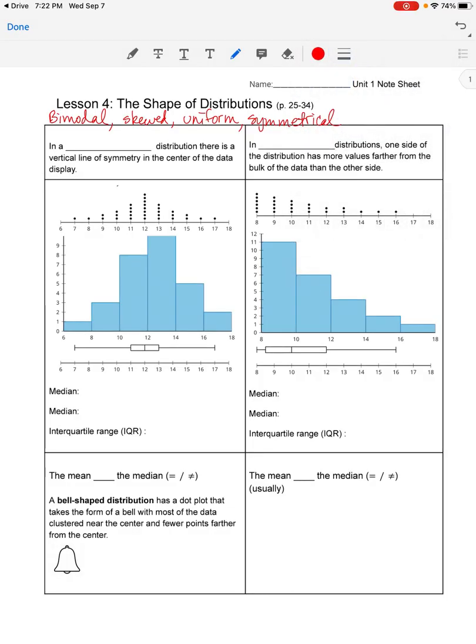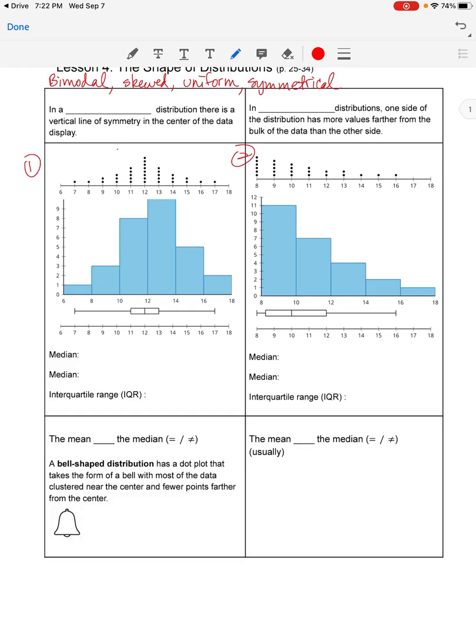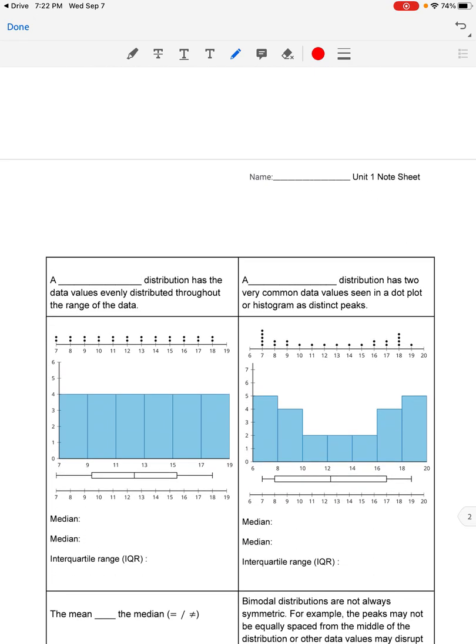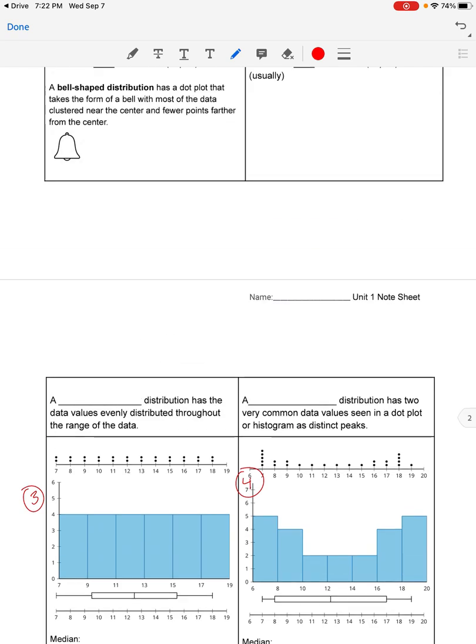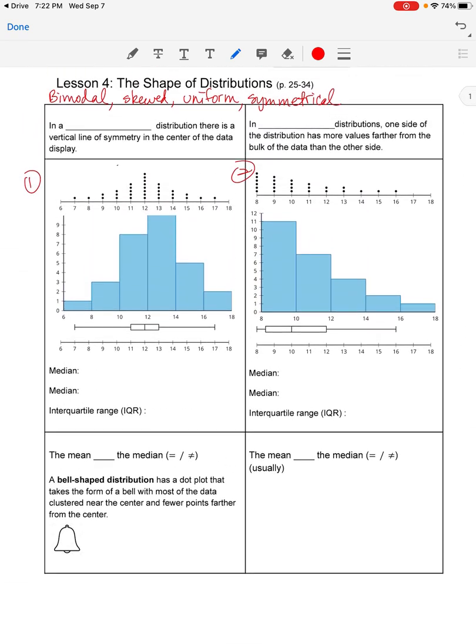Okay, lesson 4. For this one, we have 4 different distribution shapes. We got 2 on this first page, and we got 2 on the second page of notes. And what we did in class, the first thing we did in class, is we didn't give students this note sheet yet. They didn't have the note sheet, and these were all separated.